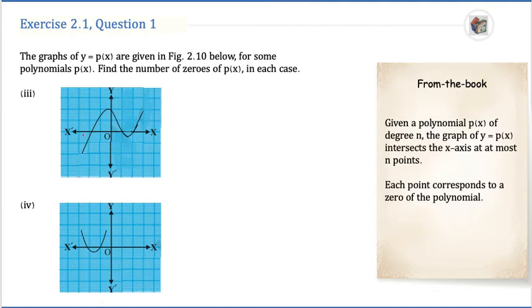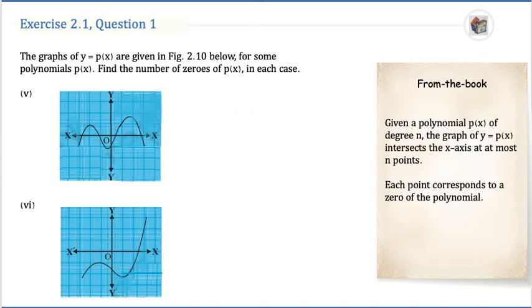Okay, I hope you tried. Number 3 now. How many places is it cutting the x-axis? 1, 2, 3. So how many zeros? 3 zeros. Part 4. How many places? 2 places. So 2 zeros. Very simple. Let's go to the next 2 parts.